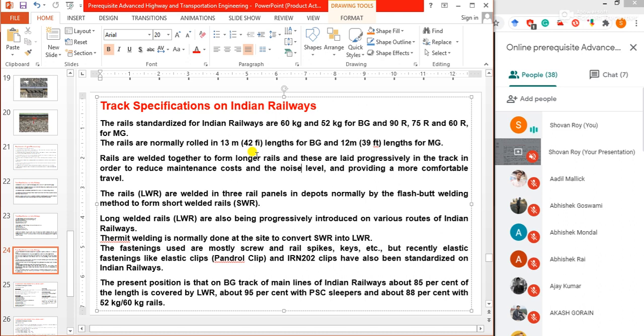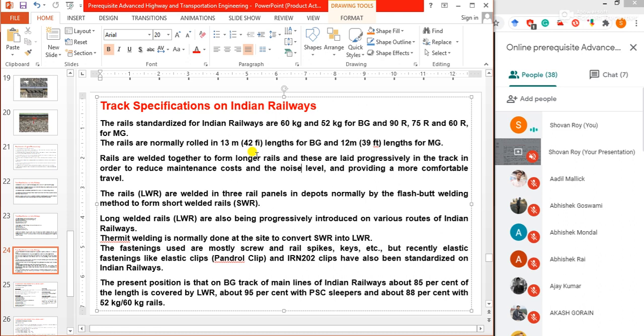Now, thermite welding. Thermite welding is normally done at the site to convert short welded rail into long welded rail. So there are two types of welding, one is flash butt, another is thermite. The fastenings used are mostly screw and rail spikes, keys, etc.